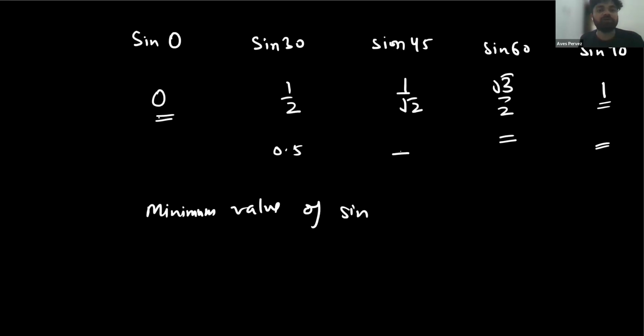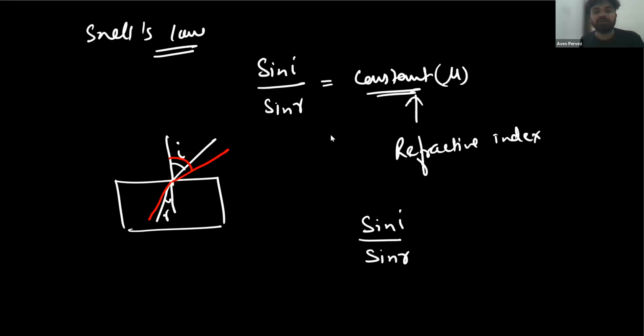Got it? Now you understood my point? That in sine i by sine r, if I increase the value of I, then R will automatically increase. And this will help us. Let me give you a question related to this, to show how the question is asked in the examination. Let me wait a minute and find the question.